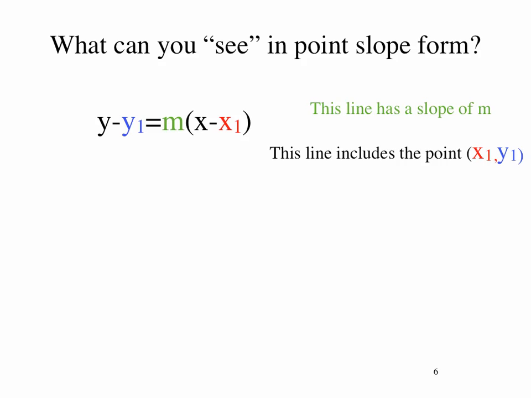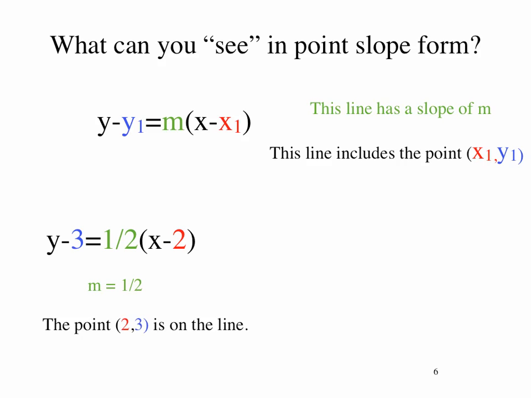Let me go through some examples with numbers. Here's the equation of a line in point-slope form. y minus 3 equals 1/2 times (x minus 2). Right away, just by looking at this line without having to do any calculations, you can tell that the slope is 1/2. You'll also be able to tell that the point (2, 3) is on the line.